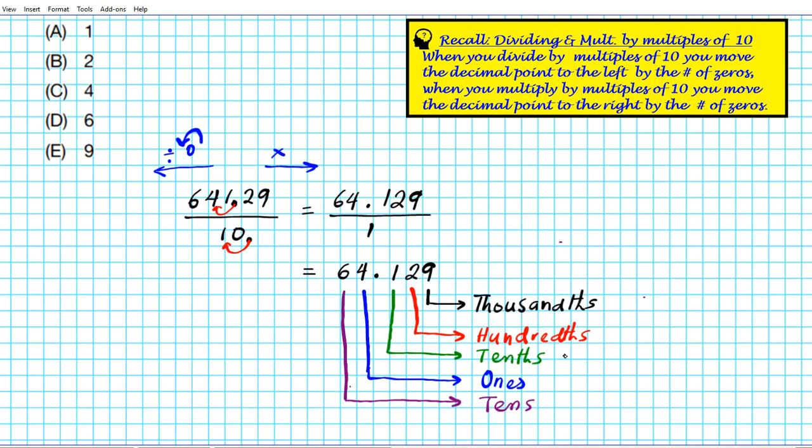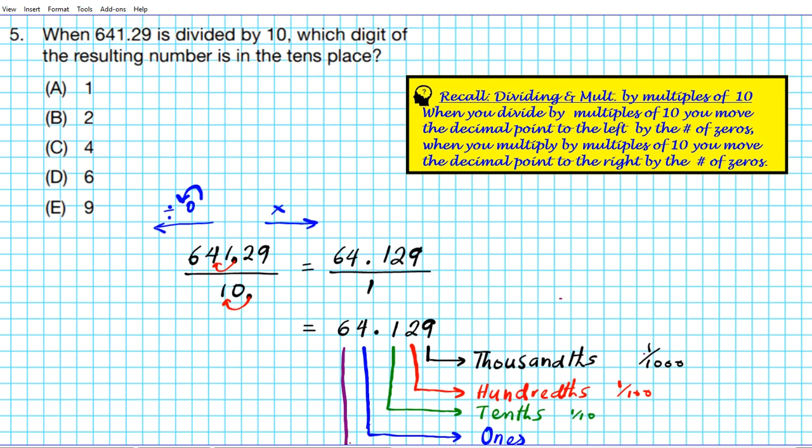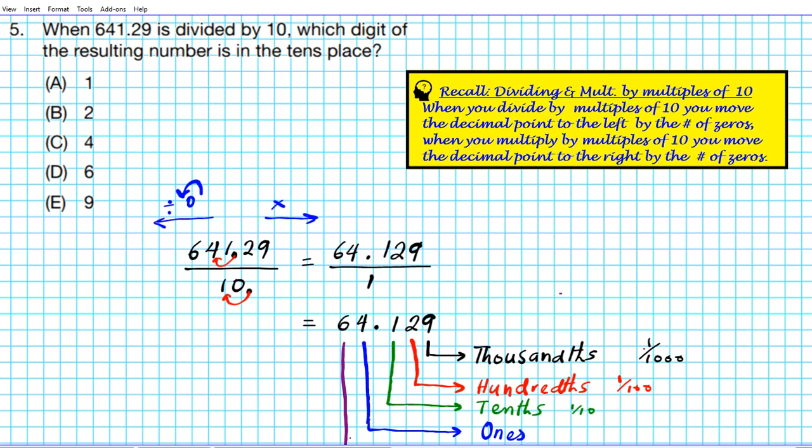So let me just show you what I'm talking about. So this one, for example, the tenth is 1 over 10. Hundredths is 1 over 100. Thousandth is 1 over 1,000. That's why you have this TH because they're fractions. All right, so the question says the digit that is in the tens place is what? So the tens place is 6. That's the digit. Answer to question number 5 is option letter D.